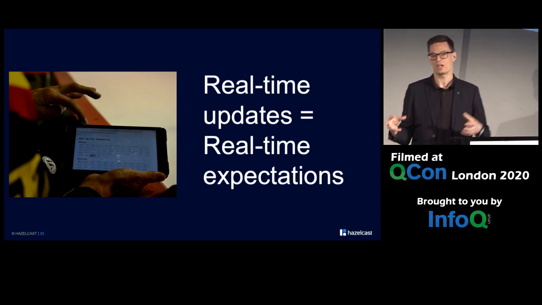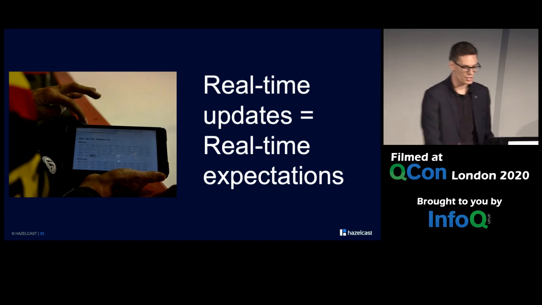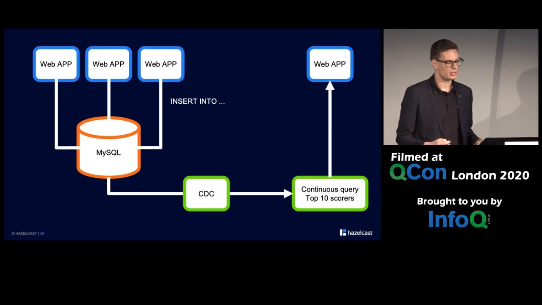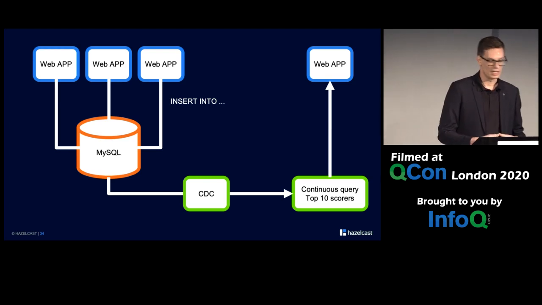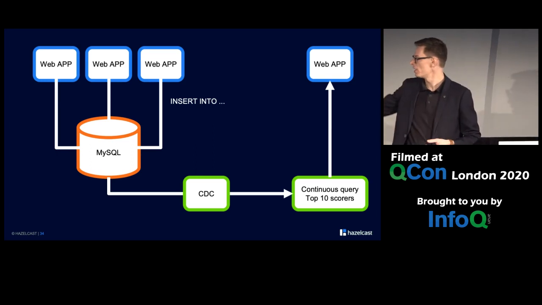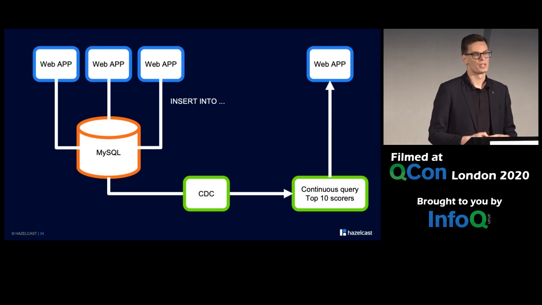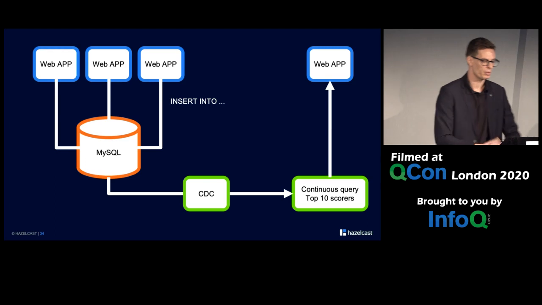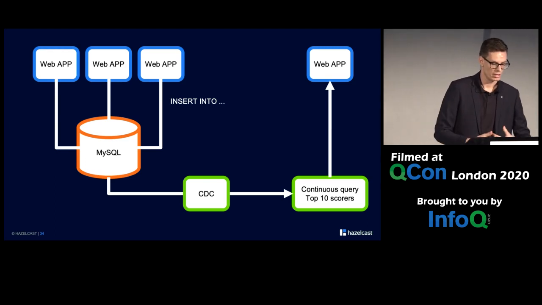It wasn't really straightforward to model this type of use case just using the legacy stack. So I built a proof of concept, which I would like to demo to you, where I basically connected a CDC connector to my MySQL database, which extracts the changes, and I implemented a streaming query on top of the CDC data. This query computes and maintains the top 10 scorers ever recorded.